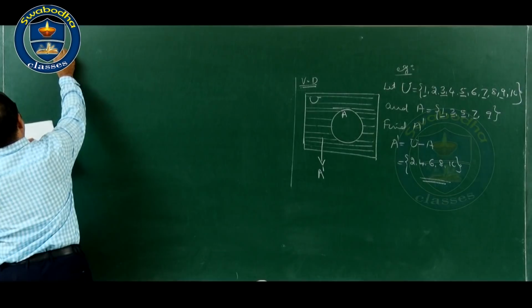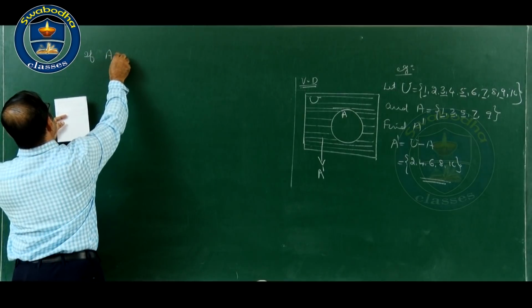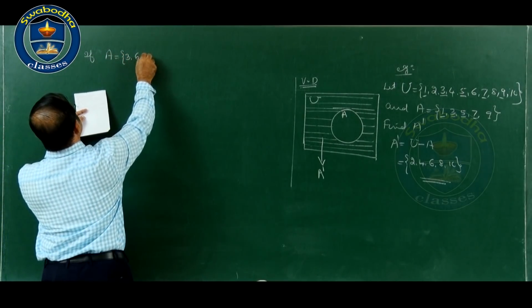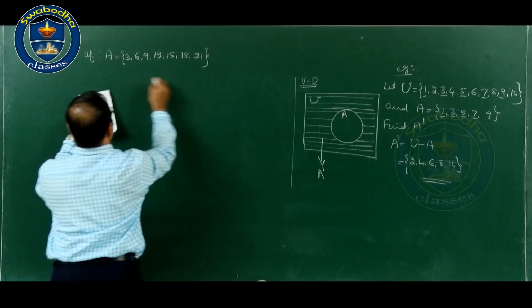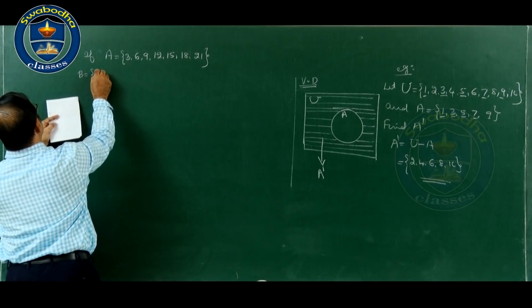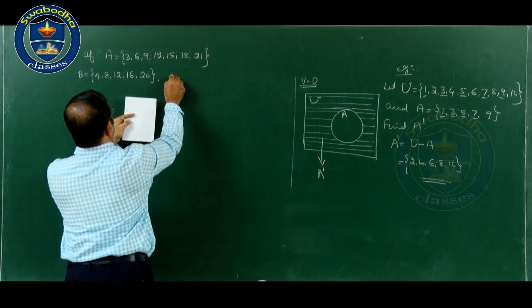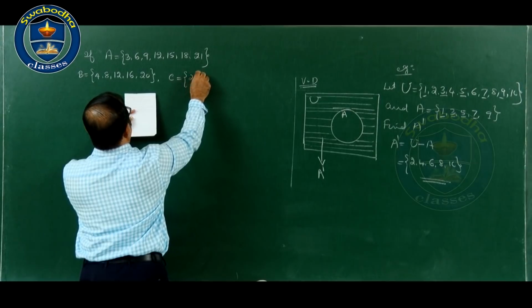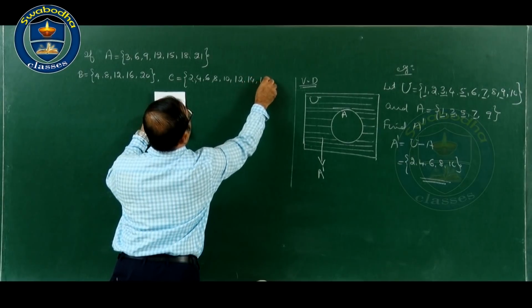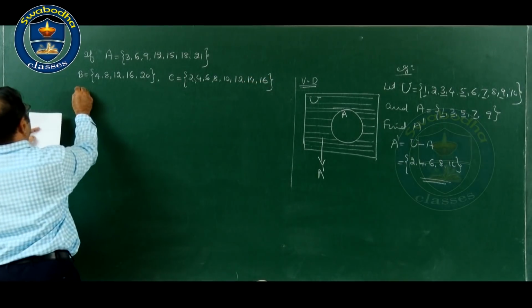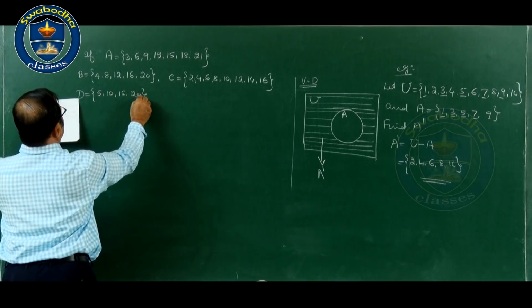See, first problem. If A is equal to 3, 6, 9, 12, 15, 18, 21, B is equal to 4, 8, 12, 16, 20, C is equal to 2, 4, 6, 8, 10, 12, 14, 16, and D is equal to 5, 10, 15, 20.